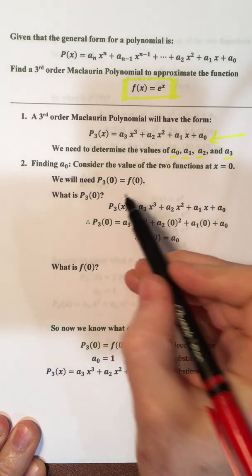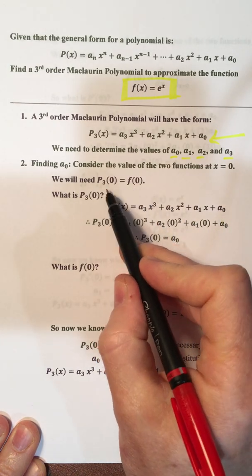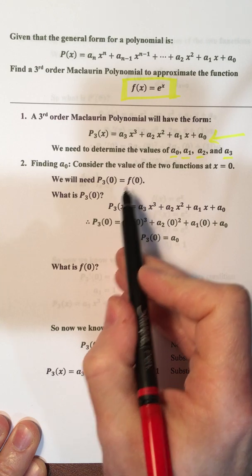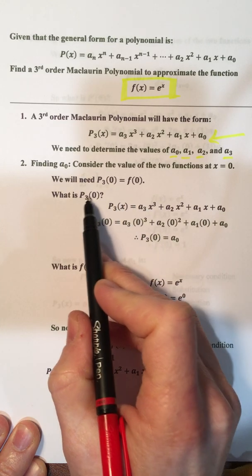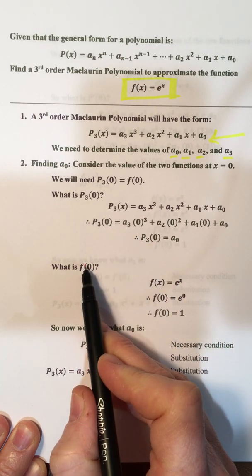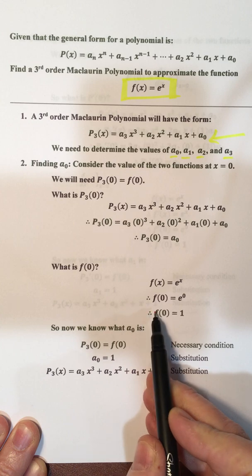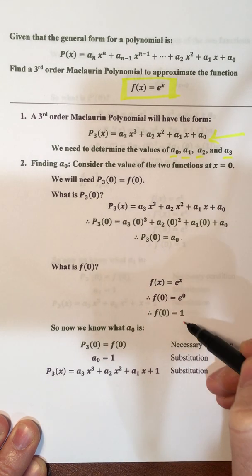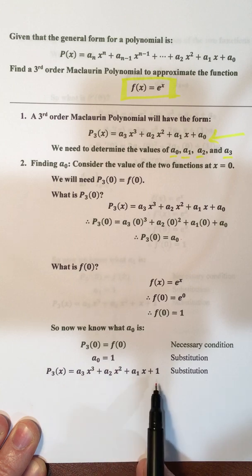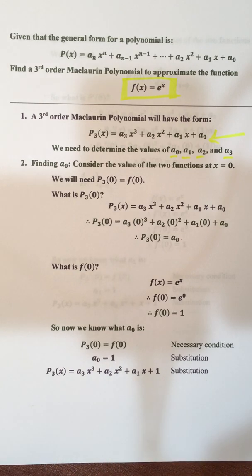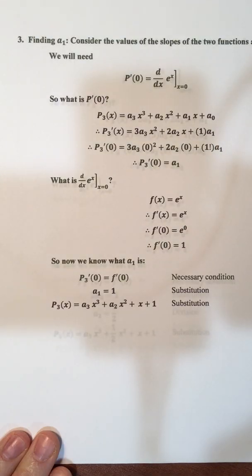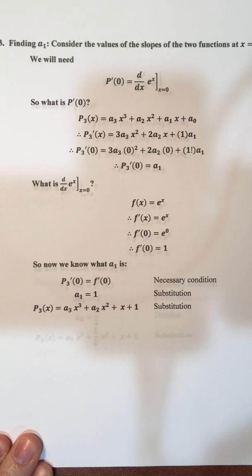The first thing we needed was for the value of the polynomial to equal the value of the function. So we set these two things equal to each other. We plugged 0 into both of them. Here I've got my work for plugging 0 into the polynomial, and here I've got my work for plugging 0 into the function. Then we took those two answers and set them equal to one another, and that enabled us to get the first term of the polynomial. My goal is to make sure we recognize that there's a consistent pattern.